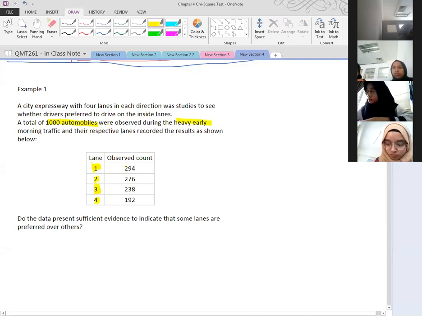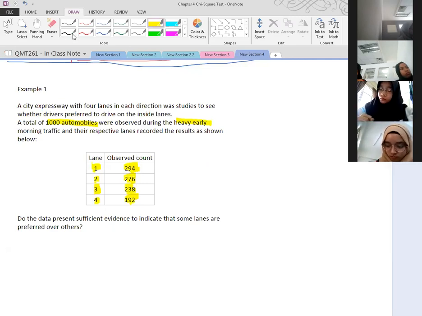For lane number 1, we observe 294. Lane number 2, 276, until lane number 4. So the question is, do the data present sufficient evidence to indicate that some lanes are preferred over others? This means they want to know whether there is any preferred lane in the city expressway, or whether all lanes are equally preferred.